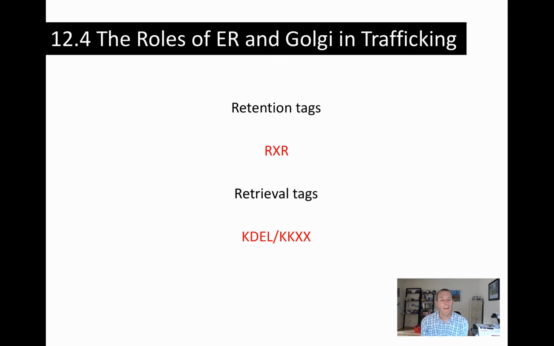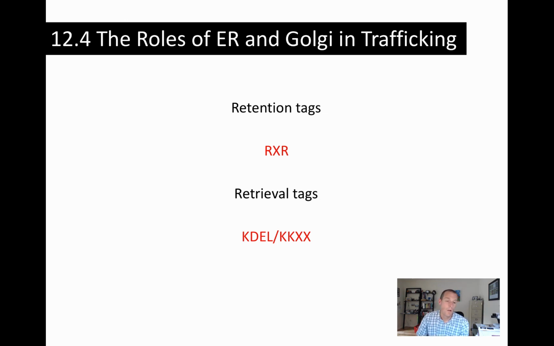There are also retrieval tags. These are short amino acid tags. The one that we're looking at here is the KDEL tag. That's lysine K, aspartic acid D, glutamate E, and leucine L. And the other one is lysine, that's KK, and then any two amino acids following the two Ks. Some people suggest that those are hydrophobic amino acids, but there's quite a lot of variation in the amino acids following the two lysines.